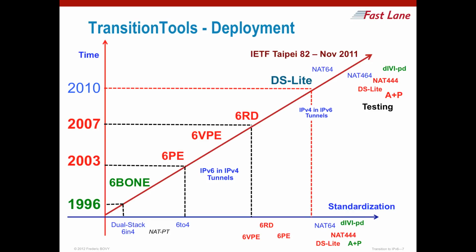So if we look at the transition history, we can see that we started with the 6-bone running with static tunnels over IPv4 starting in '96, and it actually stopped in 2006. It was a test bed for testing many IPv6 protocols and solutions.